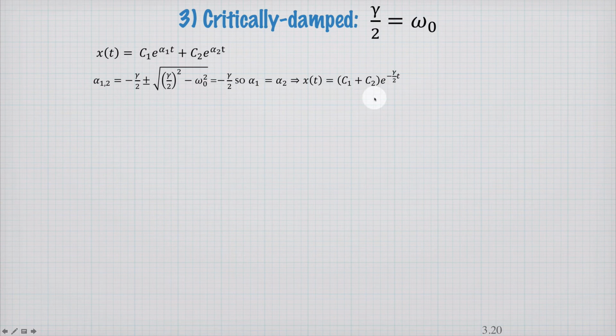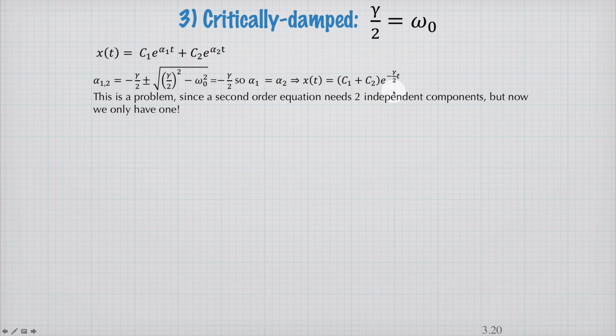This is a single function, but we know that for a second order equation we need two linearly independent functions we can add together and solve for our two initial conditions, initial position and initial velocity. So this isn't enough. We've got a problem, and we need to find a second independent solution. We'll try a function that looks like this. Here's the bit that we found before with the exponential damping of gamma on 2, and we'll try an added solution of t times e to the negative gamma on 2 times t. So this is the bit that we're adding.